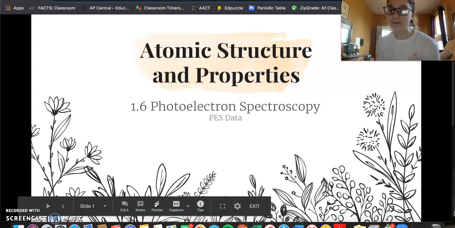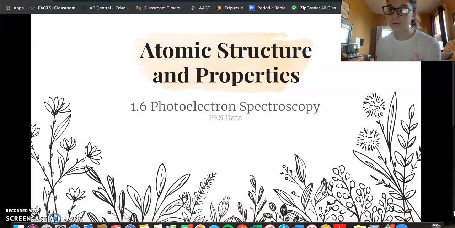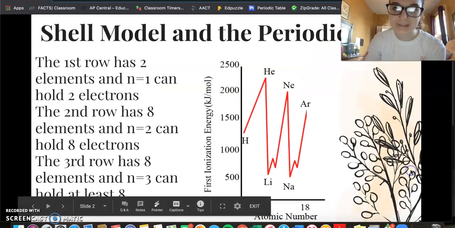Today we'll be going over Unit 1.6, which is Photoelectron Spectroscopy. This is abbreviated as PES. Typically on the AP exam, you're just asked to interpret the PES data, but we will go a little bit into how they actually get that data, which can help you understand how this works.